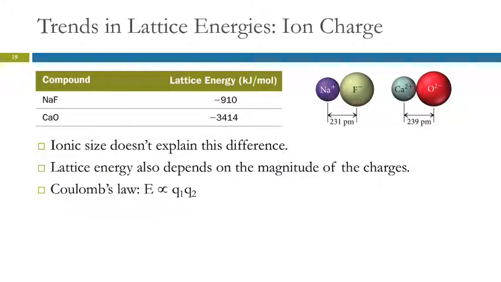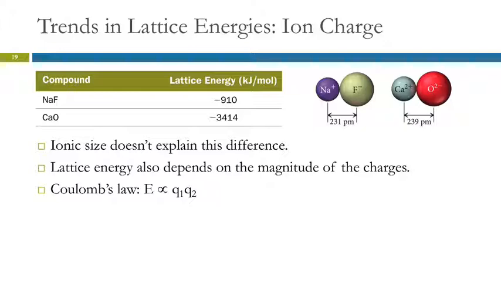Ion charge also affects this. So here we're going to compare sodium fluoride and calcium oxide. The reason we chose these two to compare is that the bond length, or the distance between the nuclei, is very similar. 239 picometers, 239 picometers, very similar. But the lattice energy is very different. For sodium fluoride, it's minus 910 kilojoules. For calcium oxide, it's minus 3,414. That's a lot more.